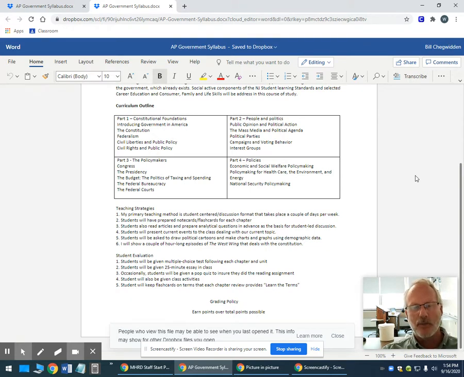Like I said, it's really basically put into place to make it so that they're better citizens, and hopefully they get a good grade too here on this exam.